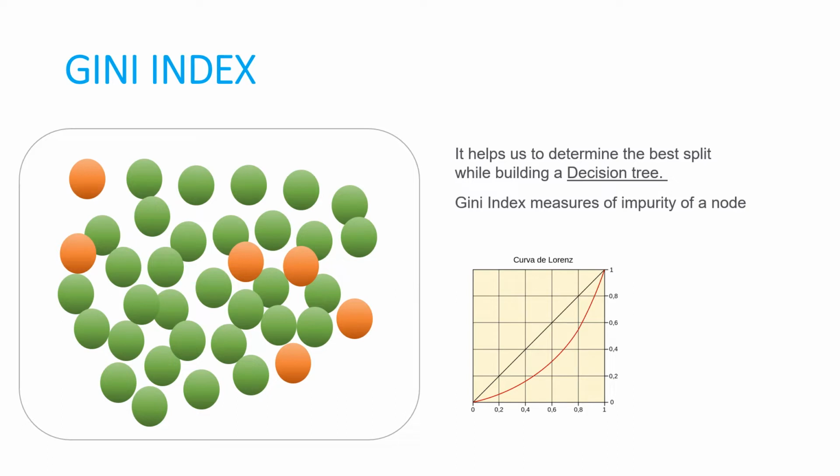Gini Index mainly helps us to measure the impurity of a node. In a decision tree that we have discussed in our last session, we have seen that we need to compute Gini Index in order to determine which attributes or which conditions should be used at the node. So it helps to determine the best split while building the decision tree.